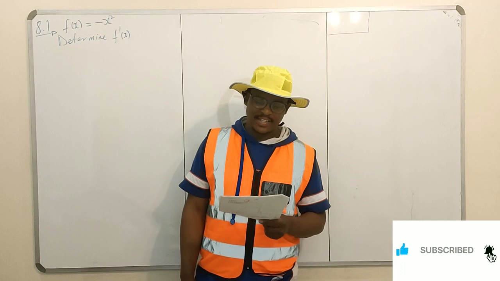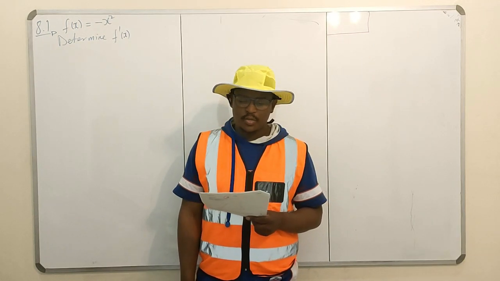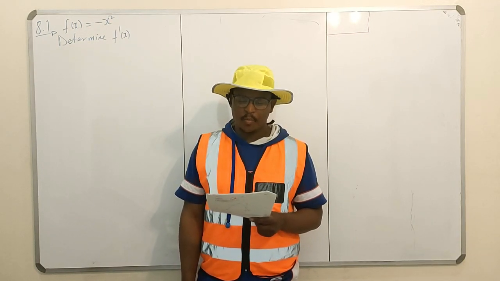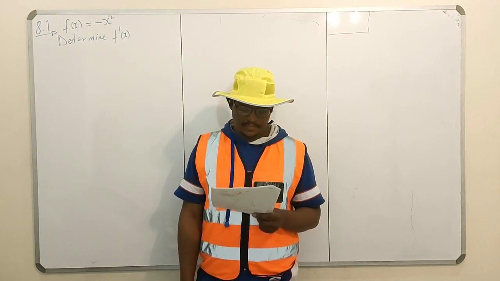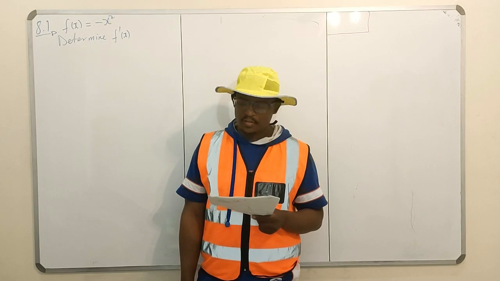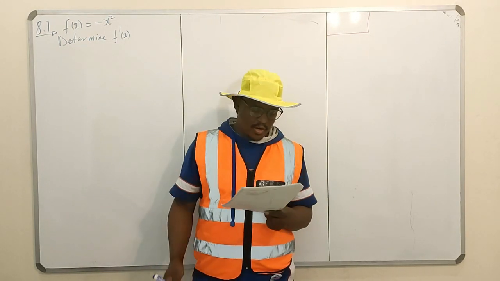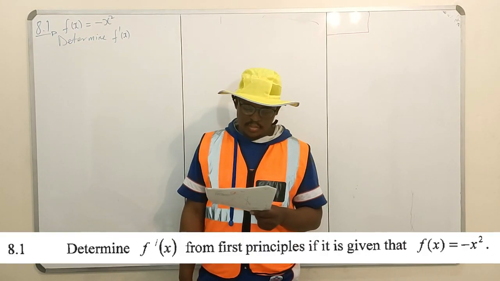So in this video we're doing question 8 of the May/June 2022 question paper, Mathematics Paper 1. And these are derivatives, calculus. So I'll start at 8.1. So 8.1 reads as follows.